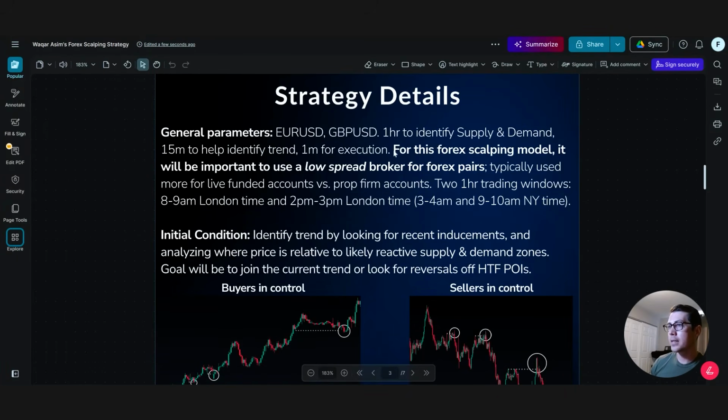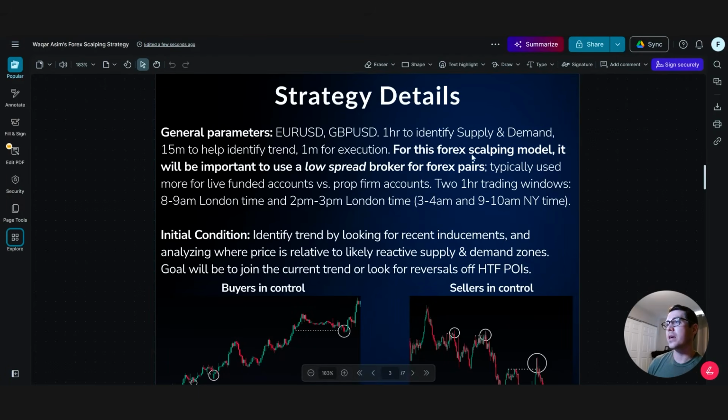And similar to what I explained to you guys in the quarterly theory strategy testing, it's going to be really important for this Forex scalping model to use a really low spread broker. I think he uses like 3 to 7 pip stop losses, so you really have to have a really low spread Forex broker with no spreads or like 0.1, 0.2 pips.